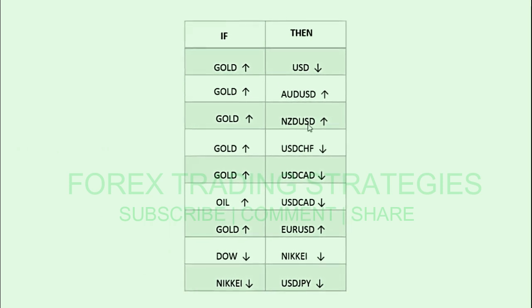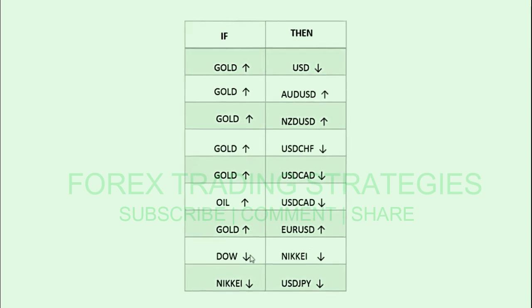Meaning that if gold goes up, the US dollar goes down. And if you look here, USD is on the quote side, so it's going down. NZD is going up. Now gold is going up, USD is going down. You can see here, USD is going down alongside the Swiss franc. Gold is going up, USD/CAD is going down. Oil is going up, USD/CAD is going down. Gold is going up, EUR/USD is going up with it.